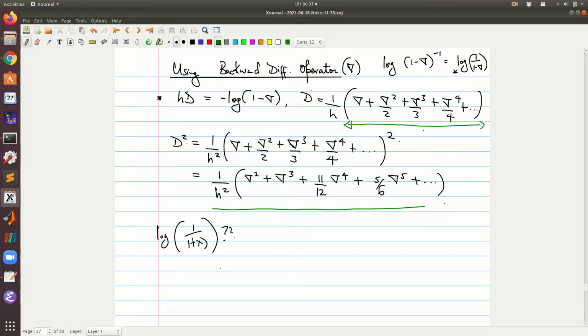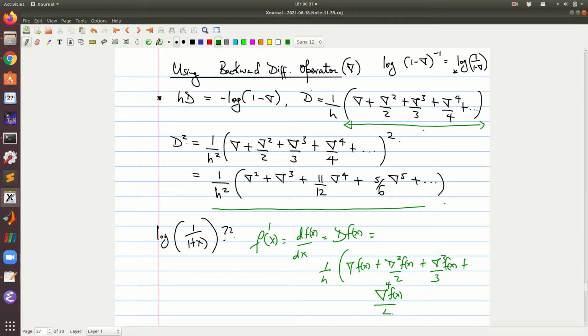And then if we were to use a backward difference operator, we know that the derivative d f of x with respect to x is now going to be equal to 1 over h times the backward difference operator on f of x, plus the second backward difference operator divided by 2, plus the third backward difference operator divided by 3, plus the fourth backward difference operator divided by 4, and so on.